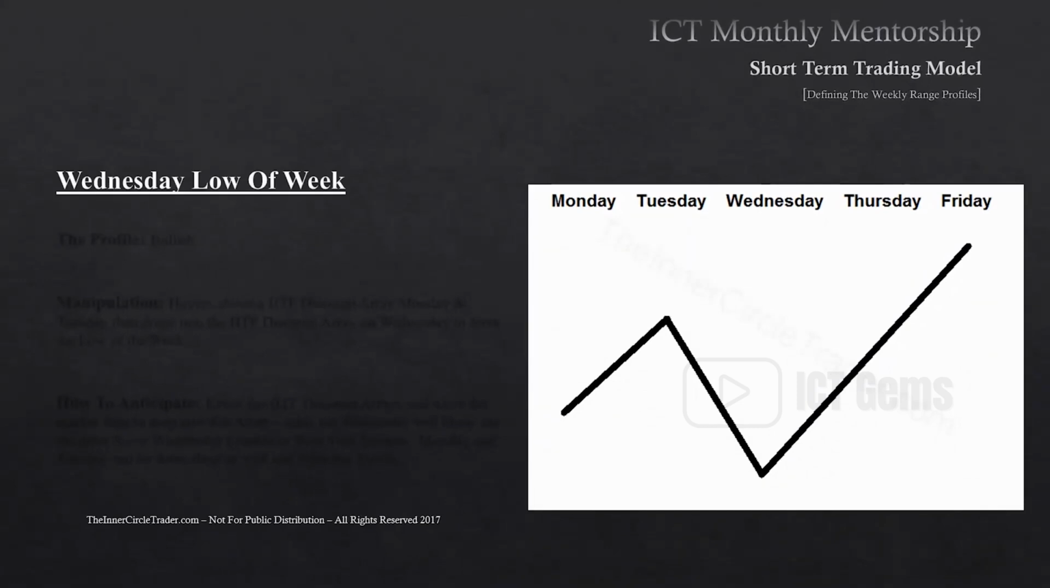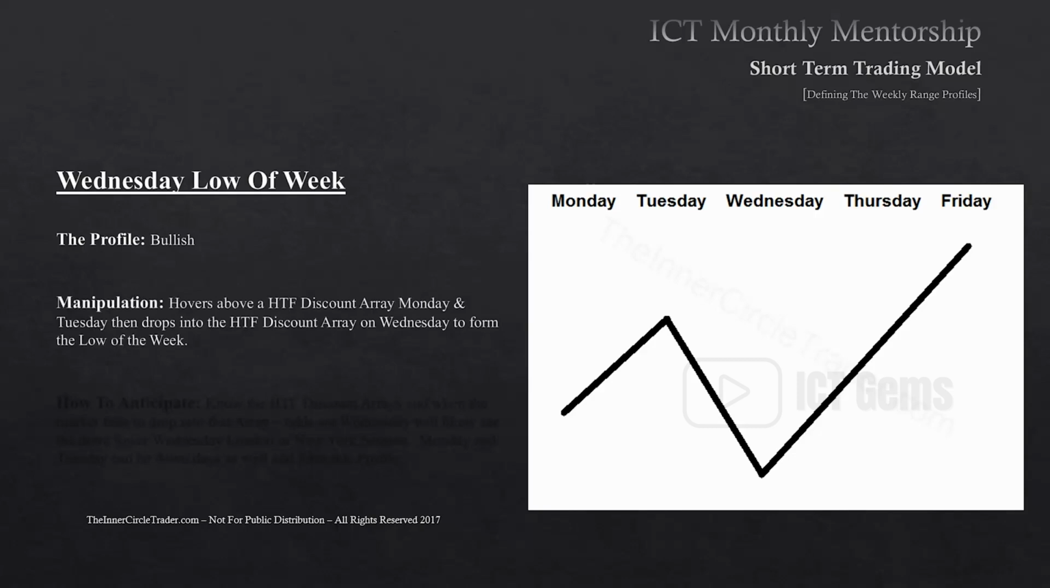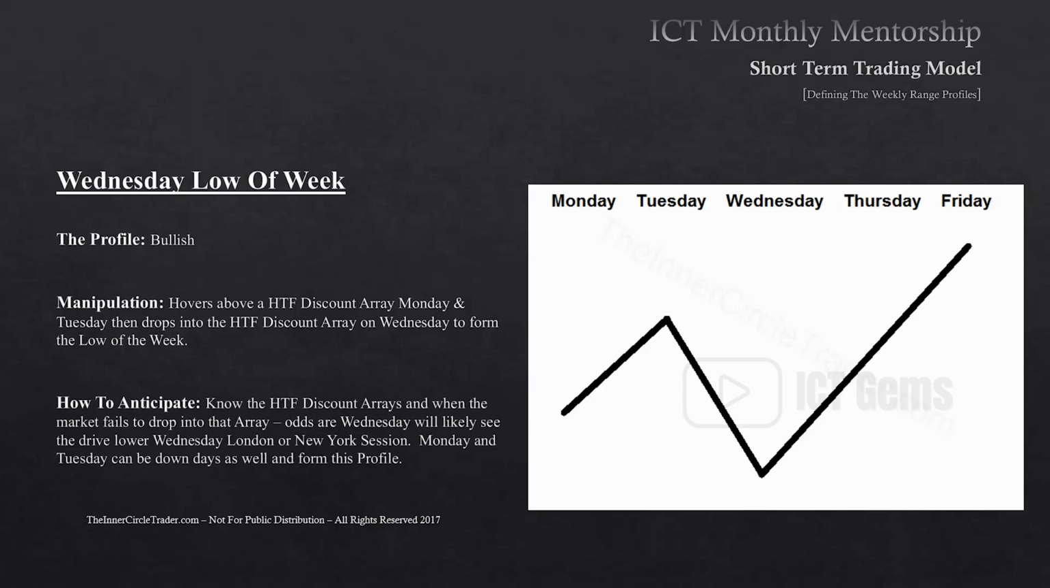Okay, the next one is the Wednesday low of week. This is when you're generally bullish on the marketplace already. And the manipulation you're looking for is when price is hovering above a higher time frame discount array Monday and Tuesday, then drops into the higher time frame discount array on Wednesday to form the low of the week. You anticipate this by knowing the higher time frame discount arrays, and when the market fails to drop into that array, odds are Wednesday will likely see the drive lower Wednesday's London Open and or New York session. Monday and Tuesday can also be down days as well to form this profile. Wednesday London session low can be ran out on the Wednesday New York session, and then it can create the low of the week. So be aware that that can possibly happen as well.